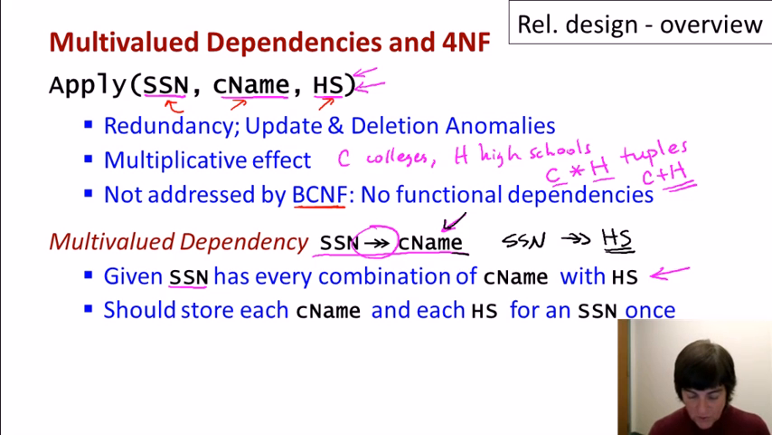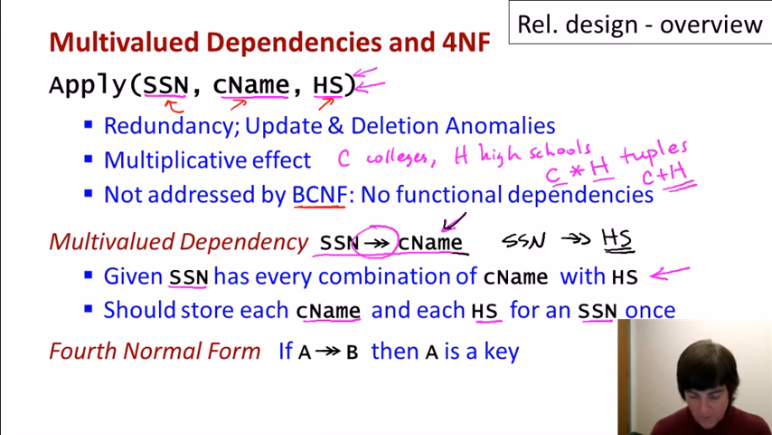So if we have that situation, then what we should really do is store each college name and each high school for each social security number one time. And that's what fourth normal form will do for us. Fourth normal form, similarly to Boyce-Codd normal form, says if we have a dependency, then the left-hand side must be a key. In this case, it's a multi-value dependency we're looking at, so it's really saying something different, but the basic idea is the same, which is that we want only one tuple that has each value that appears on the left-hand side of a multi-value dependency.